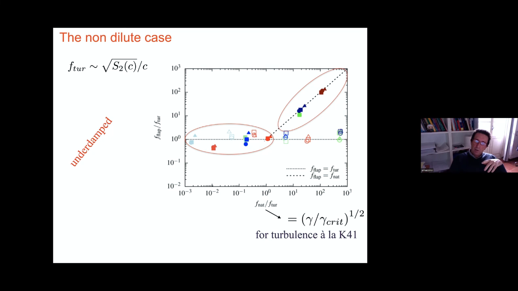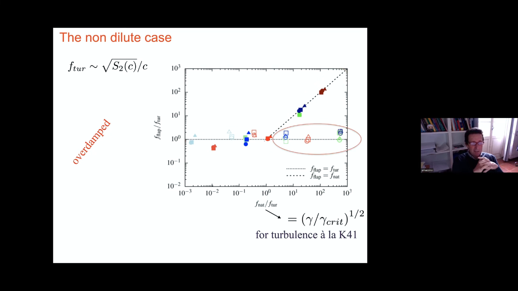There is one more region which was not analyzed when I discussed the single fiber. This region corresponds to the over-damped case. In that case, fibers are all the time slaved to turbulence. So a good option, if you want to use this kind of fibers to measure flow properties, is to select parameters in a way to fall in this over-damped region.